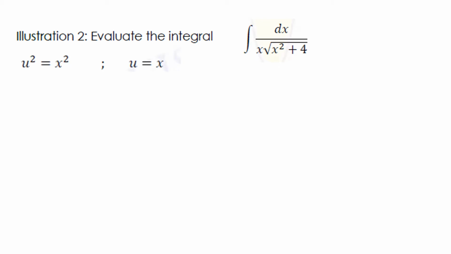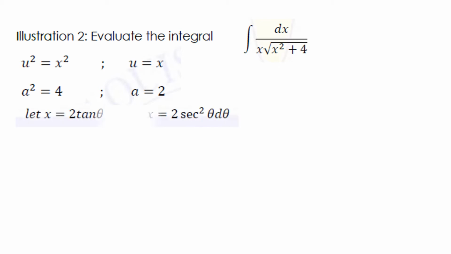u squared is equal to x squared in the integrand, so therefore u is equal to x. a squared is equal to 4, so a is equal to 2. We will use the substitution x is equal to 2 tangent theta. Taking dx, it gives us 2 secant squared theta d theta.